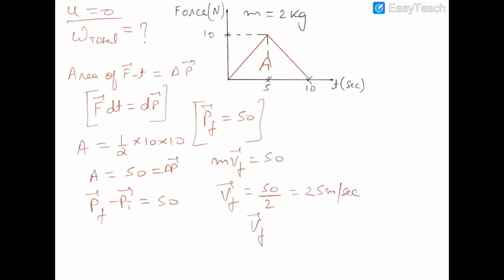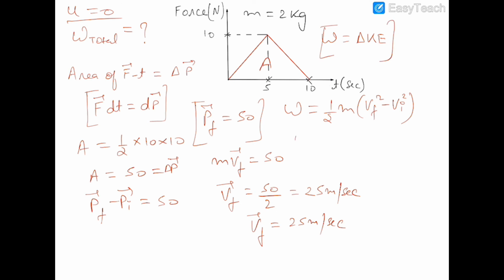So V final will be equal to 25 meters per second, and to calculate the work done we need to write the equation as half m times V final square minus V initial square, because we know that work done is also equal to change in kinetic energy. Okay, so work done will be equal to half m. The mass is given as 2, and V final square is 625 minus V initial square is 0. So that is the value of work done, which is 625 joules. Okay, now we move on to the next question.